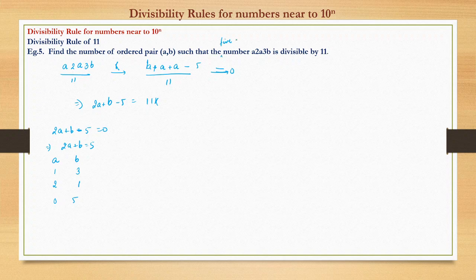Let me make the question more specific. 5-digit number. So this case we will not take. Now, second case we will check.